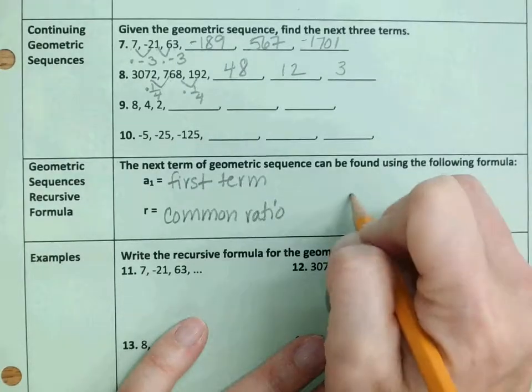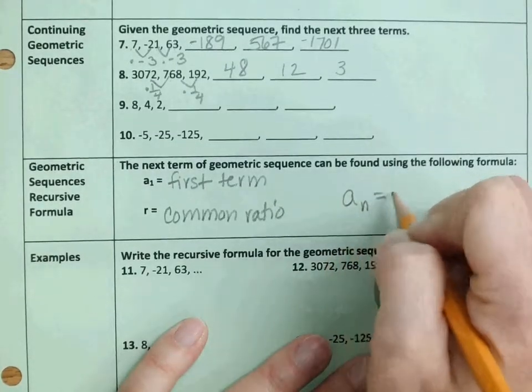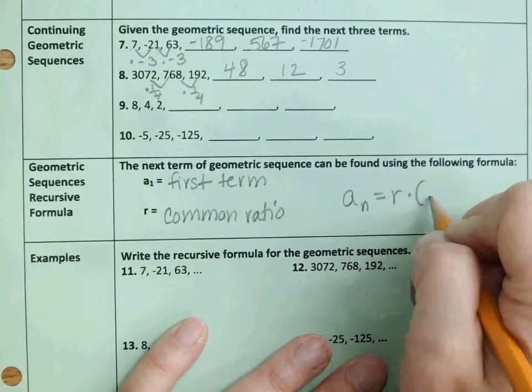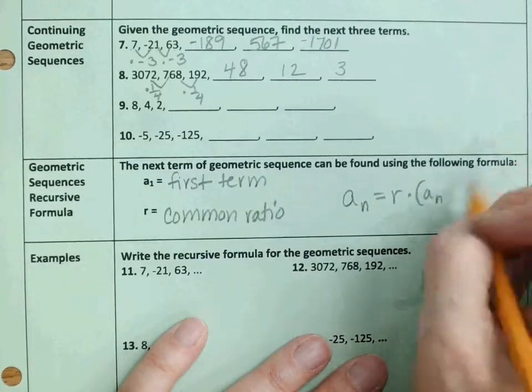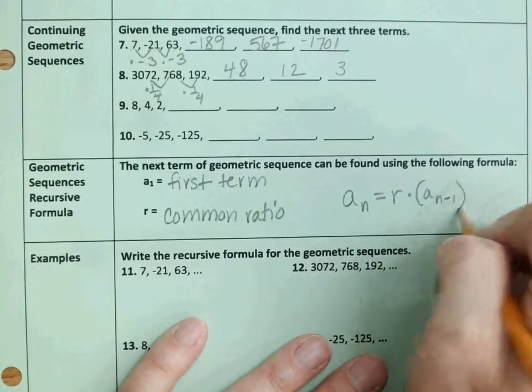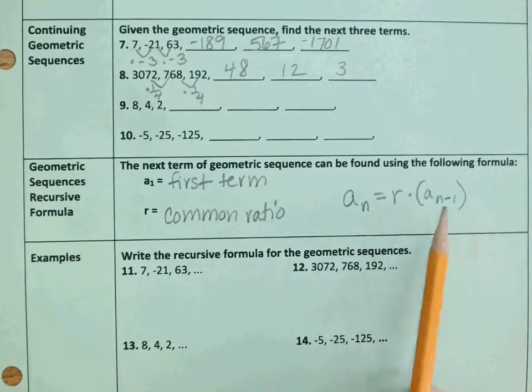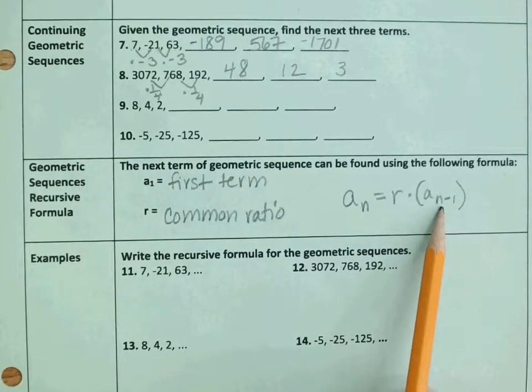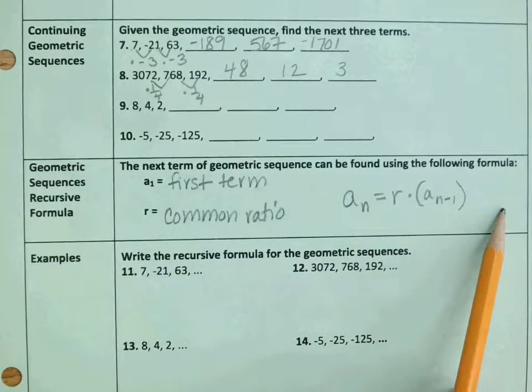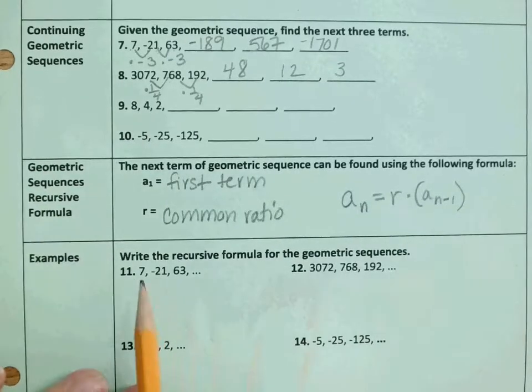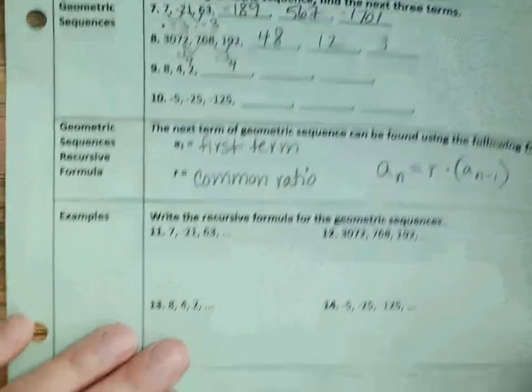And so the formula here is A sub n is equal to R times, and then this is in parentheses, A sub n minus 1. So all this means is you're going to multiply it by the previous term to find the next term. Okay? So let's go ahead and do example 11 together.